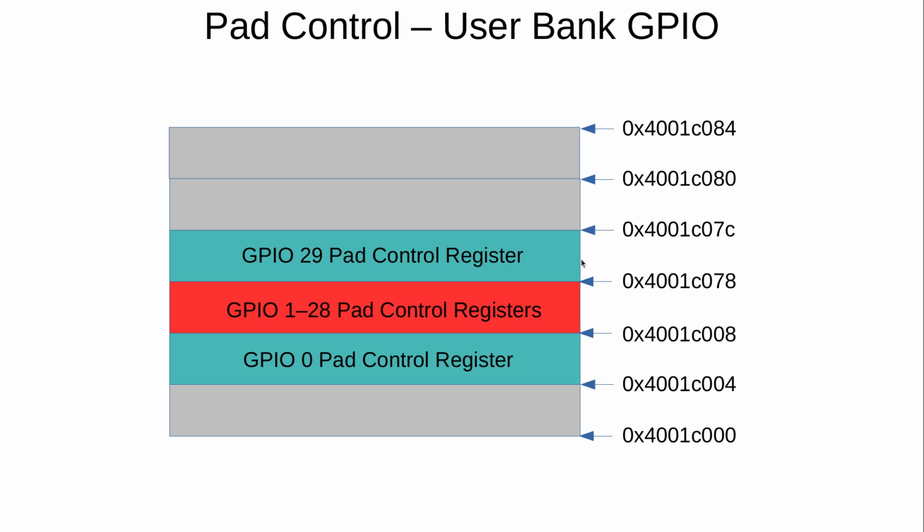The example we were using for uctypes was the GPIO pad control registers, and they are located in the memory starting at address hex 4001C00. That was the user bank GPIO, the name of it. The first pad control register starts at offset 4 in there, so its address is 4001C004, and so on for the remaining 29 registers.